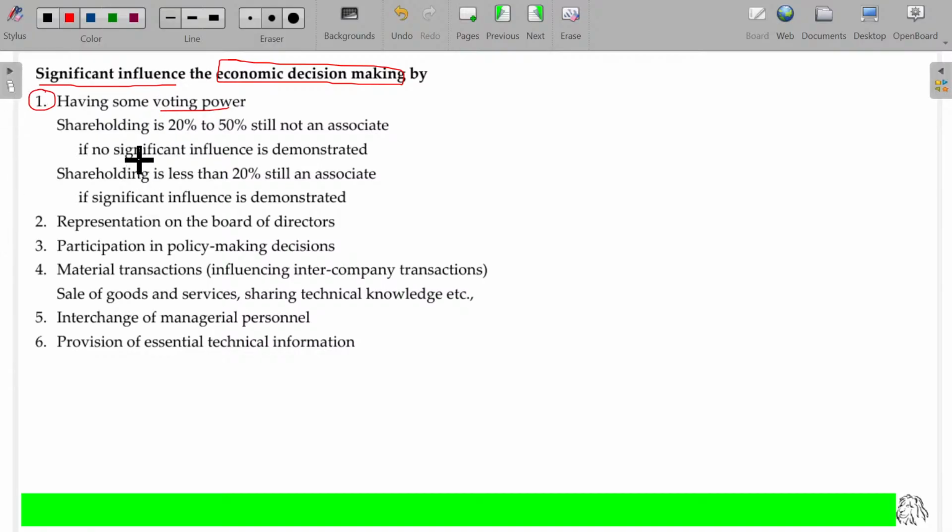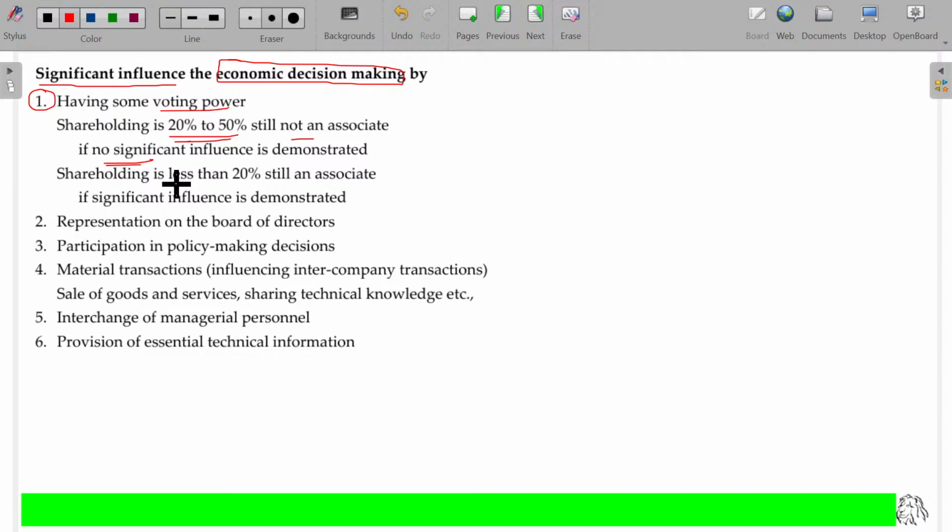Having some voting power, shareholding is anywhere between 20 to 50. As I already told you, though I hold 20 to 50, it may still not be an associate. Why? If I don't have significant influence demonstrated. Though I say I hold 30 percent, can I say that I hold significant influence in that company? As just now explained, if a competitor holds 70% shares and himself has the majority, he can control me. So I cannot influence at all. That's the first case.